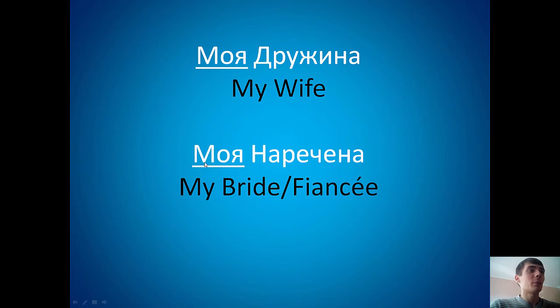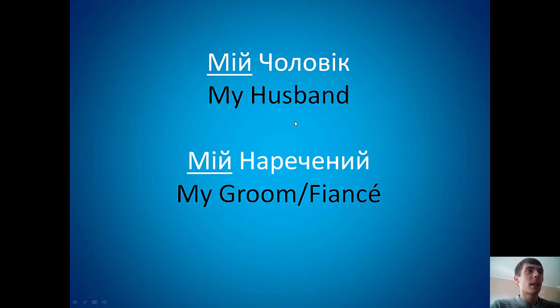Okay, now let's pay attention to my. Дружина, wife, наречена, bride. They both are feminine nouns in singular. That's why we have моя as my. Моя дружина, моя наречена. And when we're referring to husband or groom, they both are masculine and singular. Мій чоловік, мій наречений.